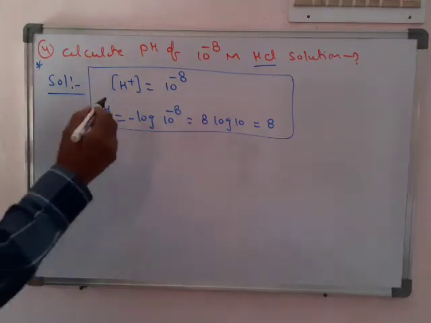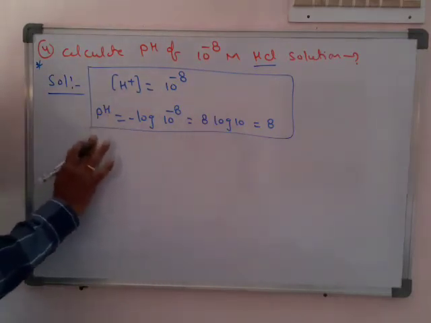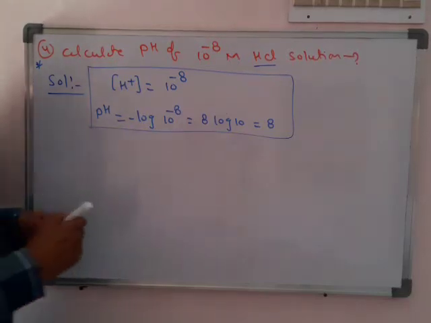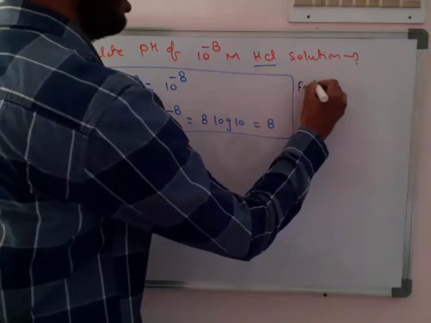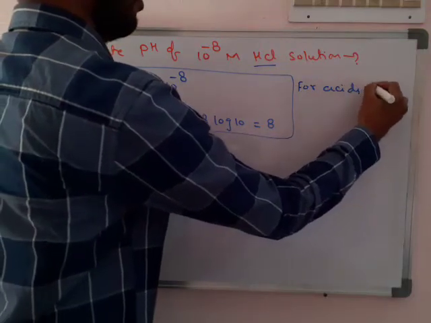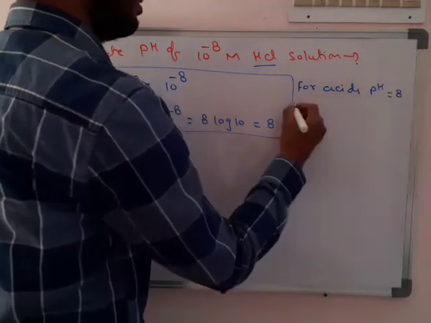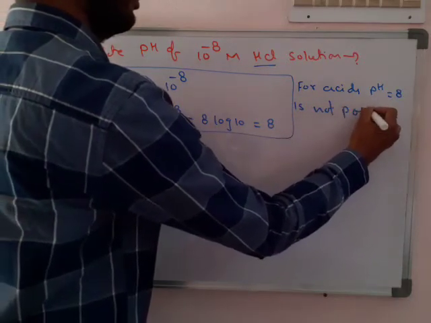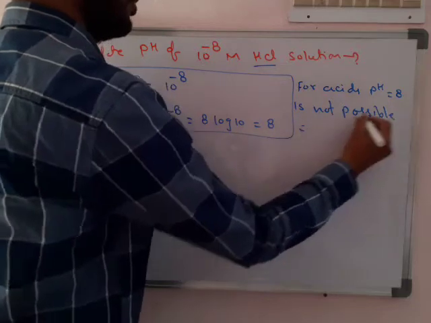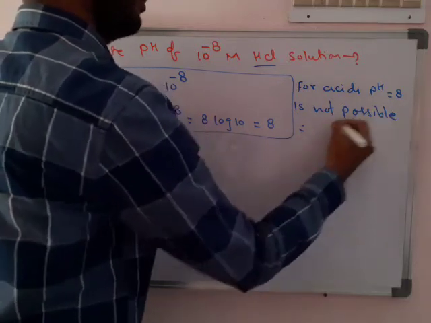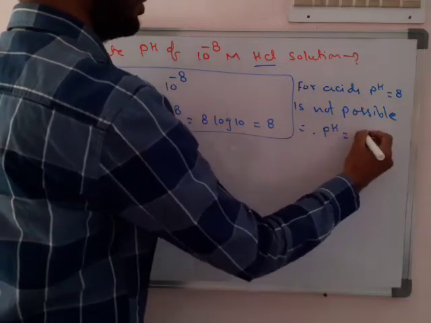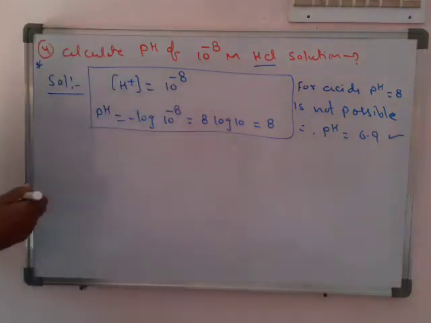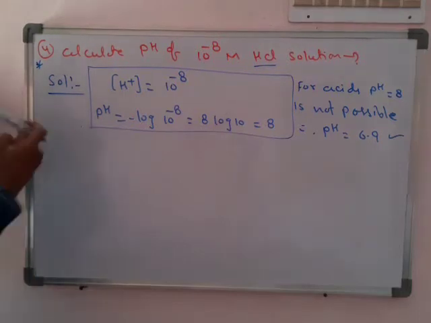So what is the actual model for this calculation? Generally, if we want to write the answer directly, we can write that for acids pH equal to 8 is not possible. Therefore pH is less than 7, or you can write 6.9 directly. So what is the actual method for calculation?